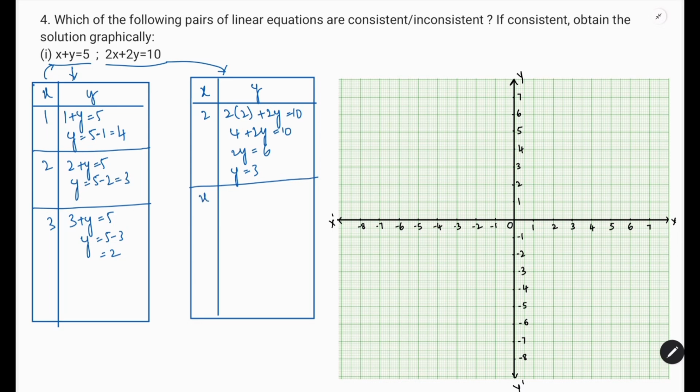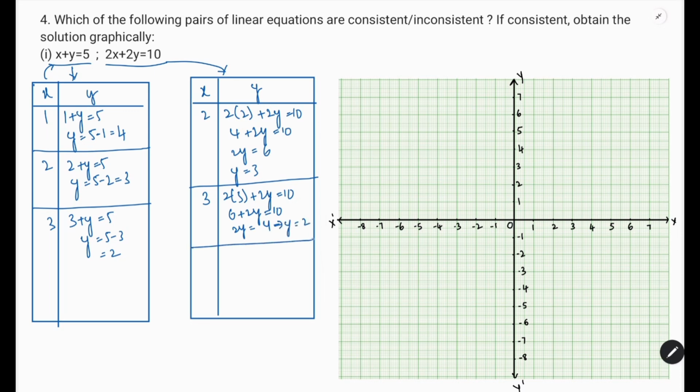If x equal to 3, okay, 2 into 3 plus 2y equal to 10. Okay, here 6 plus 2y equal to 10. So here 2y equal to 10 minus 6 is 4. So y equal to 4 by 2, it is 2.